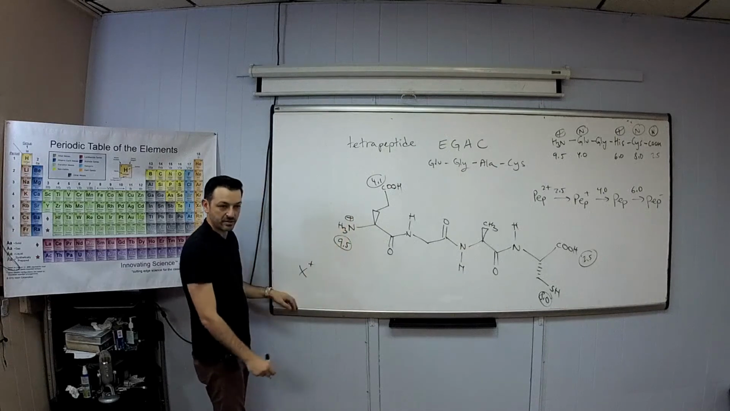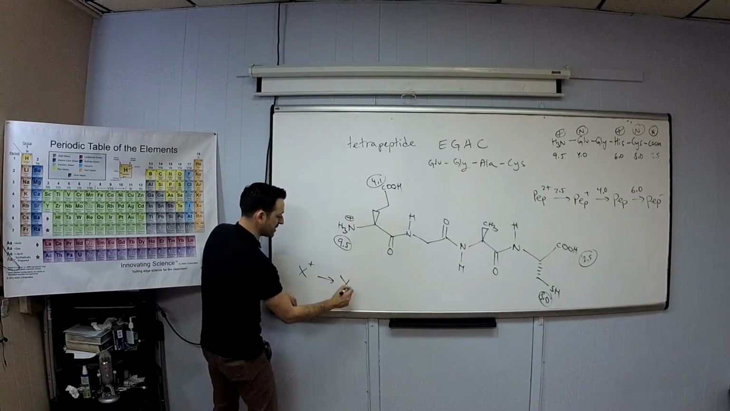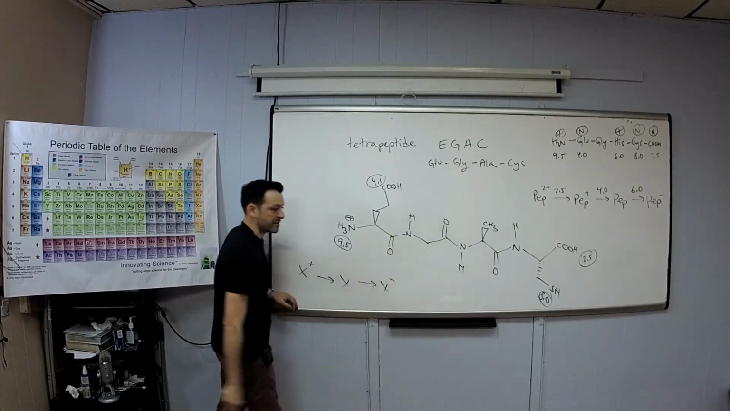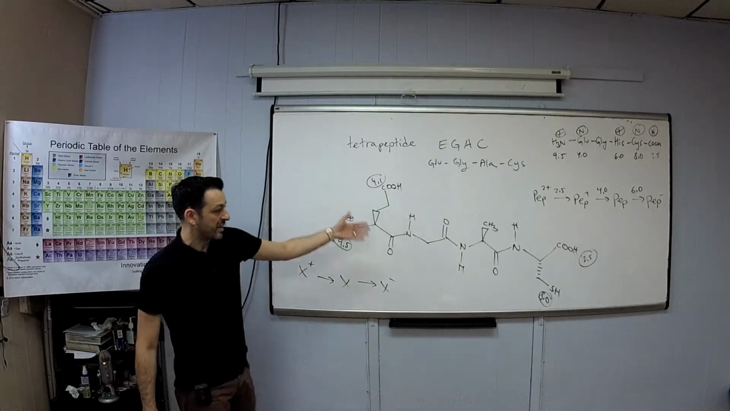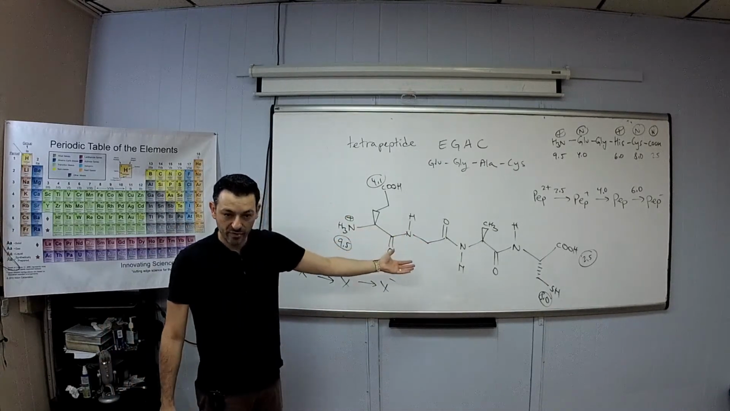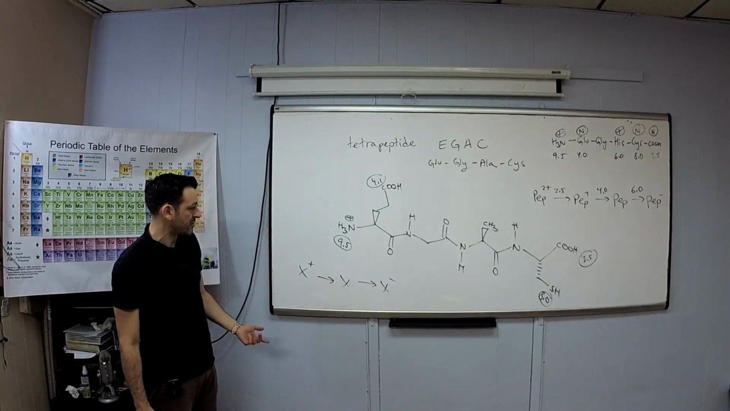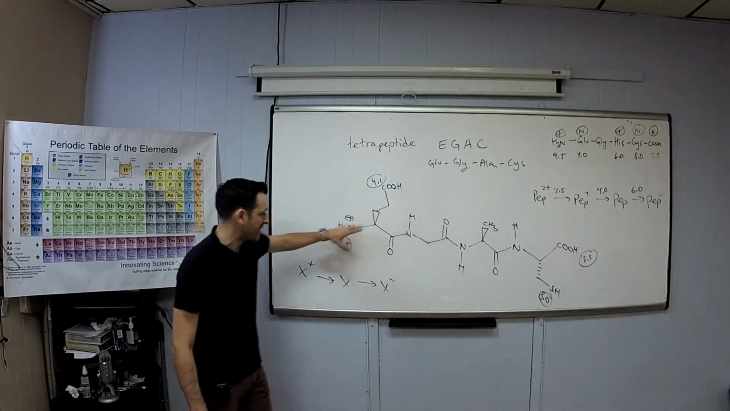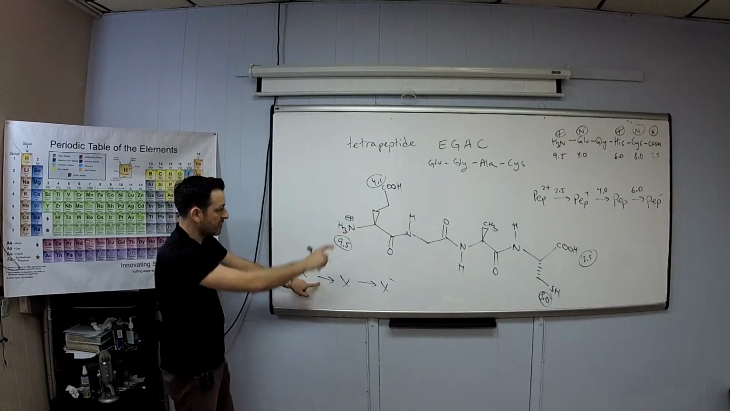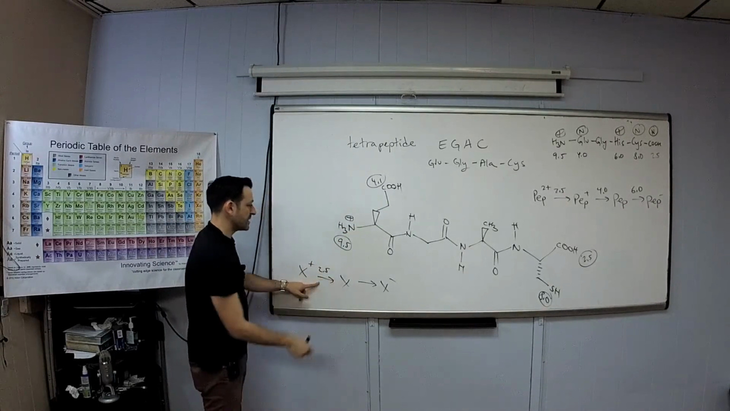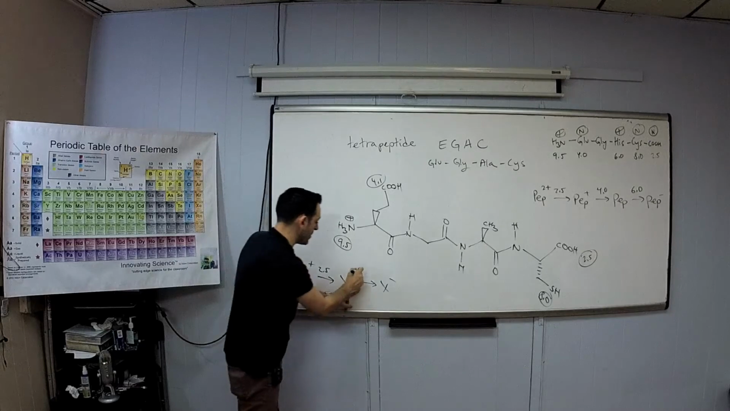This is X plus. Deprotonate once, it's X. Deprotonate twice, it's X minus. How many times can you deprotonate? As many as you have pKs. This could be deprotonated 4 times. But to find the isoelectric point, I just need to deprotonate twice because I'm starting with just 1 overall positive charge. What's the lowest pK? 2.5. What's the next lowest pK? 4.1.